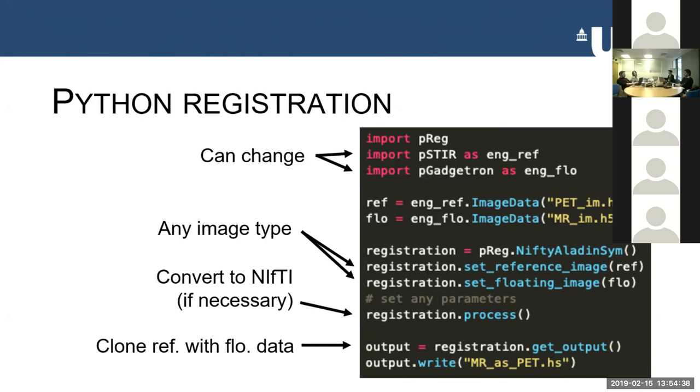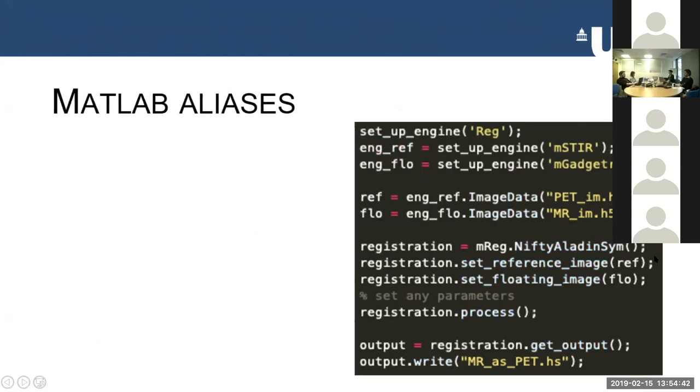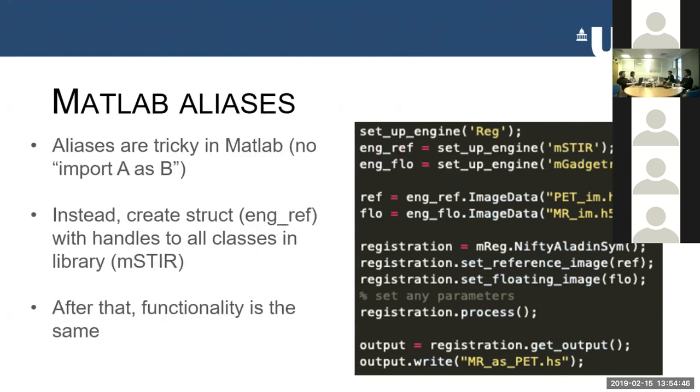Good. So that's Python. Here's the MATLAB. And so it looks almost the same, so I'm not going to go through it. The interesting part is at the top here, in which in Python we said import pReg as we said import pSTIR as engref. And you can't really do aliases in MATLAB in the same way when you're adding an external clib. And so the way we did it was through this function, which actually this is sort of nitty gritty. It will then return a struct called engref, which has all of the handles to all of the classes which are inside of mster, which isn't very interesting for you guys. Just the end product is that then you can use it in the same way which you would use it in Python. So the idea is the end product is the same. Just in MATLAB it's slightly trickier and it took us a while to figure out how to do that, and now we can do that. So that's quite useful.